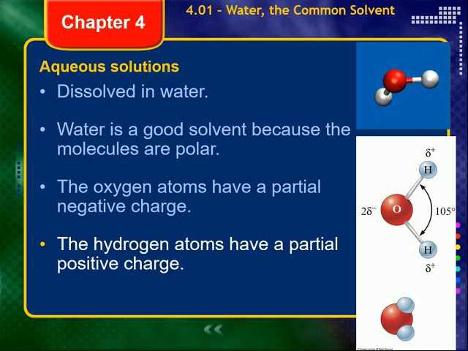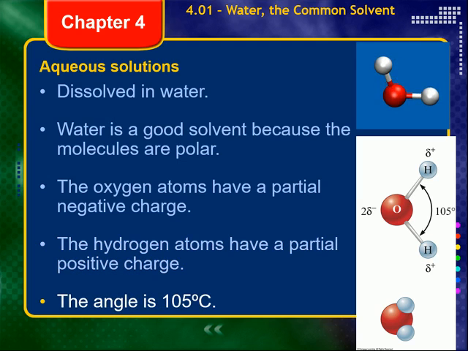a pretty large partial charge here, because the electronegativity difference between oxygen and hydrogen is actually pretty great. So those electrons in those bonds are going to be a lot closer towards the oxygen. Water does have a bond angle of 105 degrees, not degrees Celsius. That is a typo. I do not know why that's in there. It's a bond angle of 105 degrees.